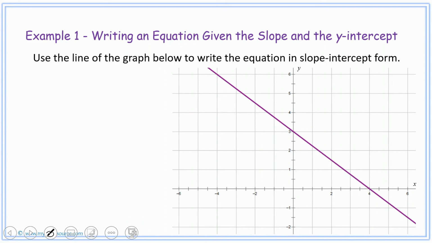Example 1 is writing an equation given the slope and the y-intercept. So pretty straightforward. This one, remember, we have y equals mx plus b. So we need to find what the m is and also the b. Remember, your m is your slope. Now the b is easy to find. It's wherever it crosses the y-axis, so that's positive 3.